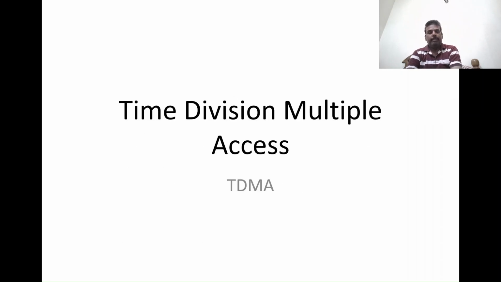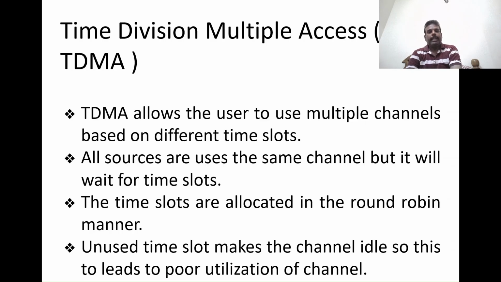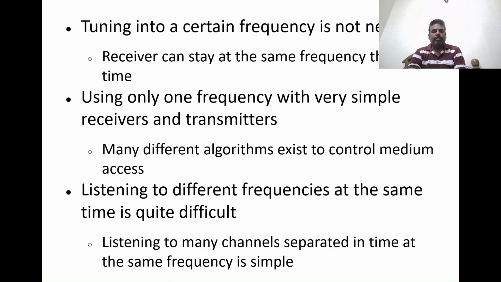So next one, time division multiplexing. TDMA allows the users to use multiple channels based on different time slots. All users or sources use the same channel, but they wait for their time slots. The time slots are allocated in a round robin manner. Unused time slots make the channel idle, so this leads to poor utilization of the channel.